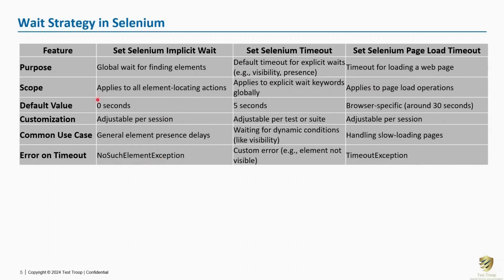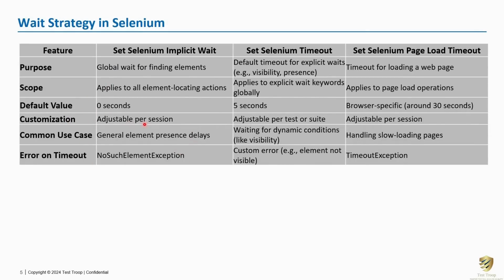Okay, the scope is it applies to all the element locating actions, irrespective of any kind of locator actions. It is used for all kinds of locating actions. By default the value is 0 seconds. If you don't set this implicit wait using this keyword, by default the value is 0 seconds. That means Selenium will only wait for 0 seconds before it times out.